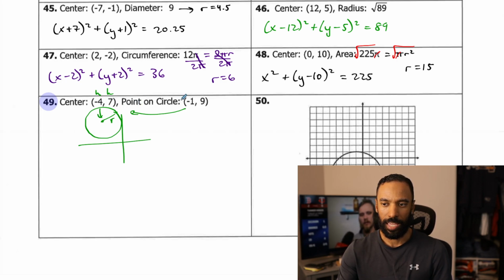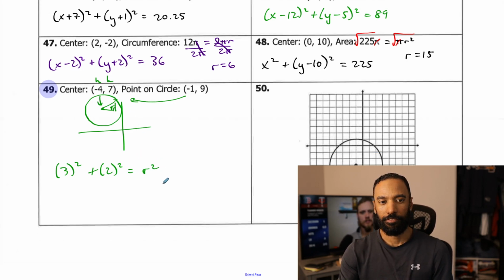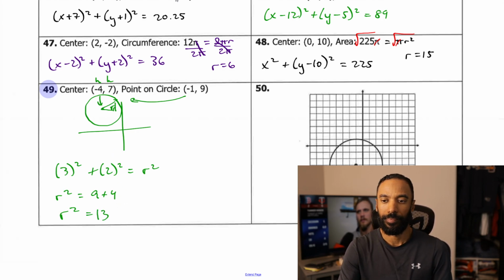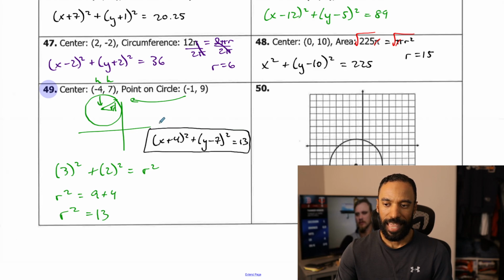I got to find the distance from negative 4 to negative 1, right? That's the x distance from here to here. That's 3, negative 3, it doesn't matter. That's 3 squared. And the distance from 7 to 9 is 2. So in Pythagorean theorem terms, 3² + 2² = r², that radius there. So I can find the radius that way. And here's the thing, I don't need the radius, I need r². They said write the equation. So 9 plus 4, r² is 13. I don't even need r, which is the square root of 13, but I don't need it. My center is (h, k), so I got (x + 4)² + (y - 7)². And here's r², it's 13. That would be it.